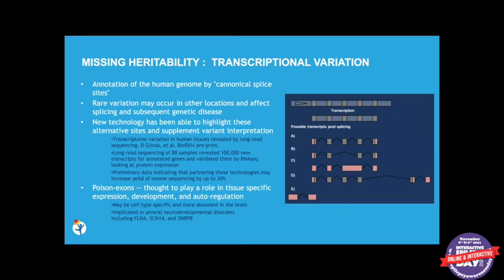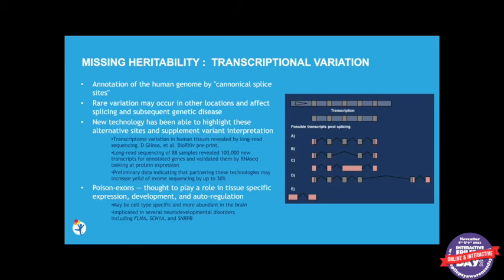Another potential contributor to missing heritability is transcriptional variation. When we talked about cutting those boxcars and smushing them together, we know many of the places that those genes are cut and pushed together. They're called canonical splice sites, meaning that's the most common form of the gene. It's expressed in most of the tissues in the body. It's what the body makes 90% of the time.